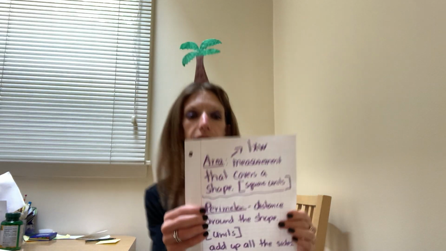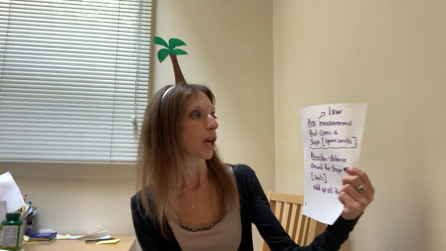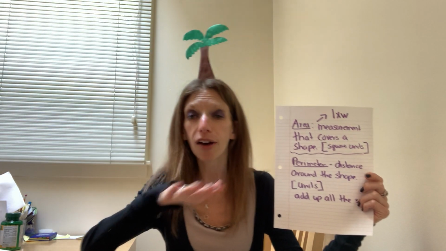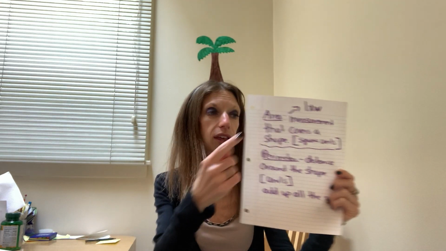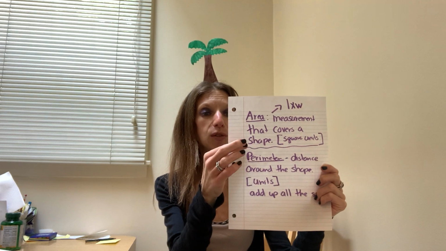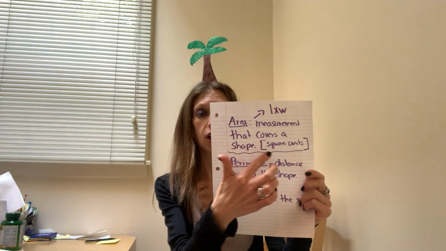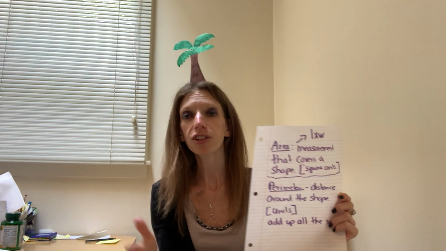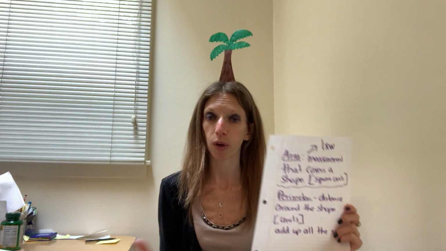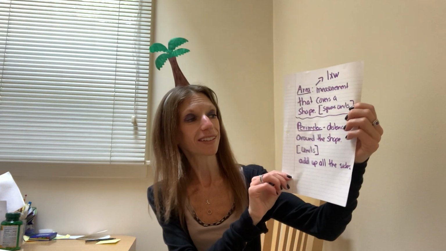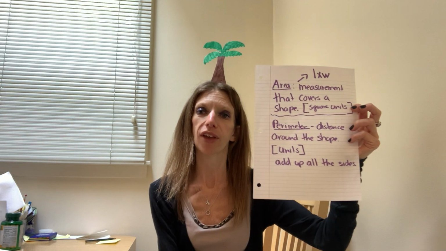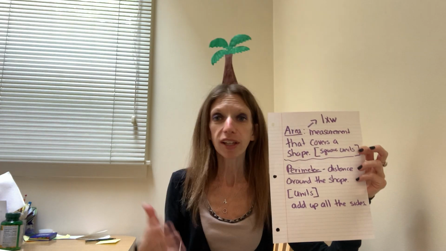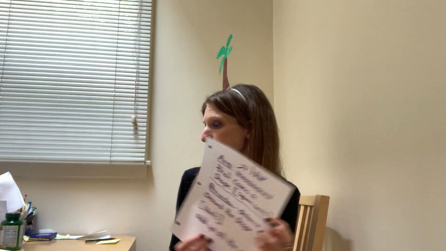Okay, so let's just go over what area is. Area is the measurement that covers a shape, so you have to do the length times the width. L times W, and you label it as square units or square inches or square feet if we're working with one of those. Then perimeter is the distance around a shape, and you just add up all the sides and you measure that in units or in feet, in inches, whatever it may be.